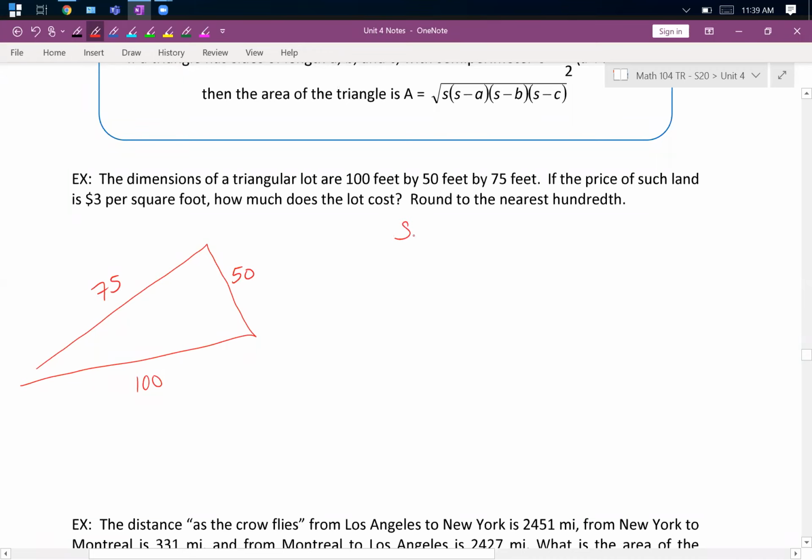We'll start by finding our semi-perimeter, which is just add up all the sides and divide by 2. It's going to be 112.5. Then the area of the triangle is going to be the square root of 112.5 times the difference between that 112.5 and each of the sides.